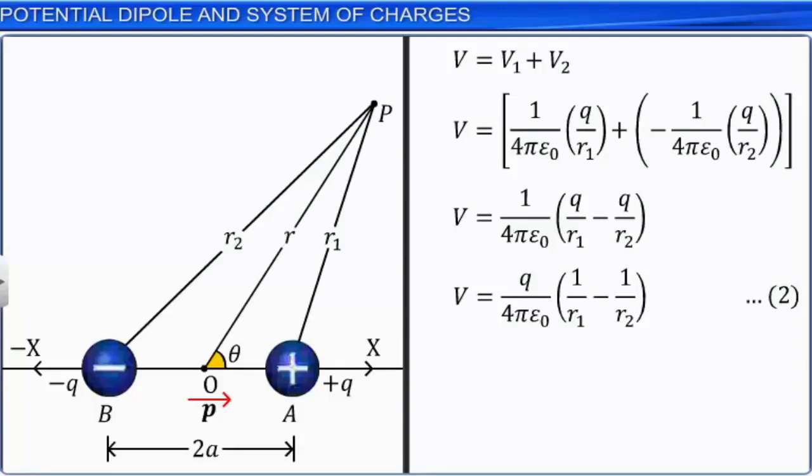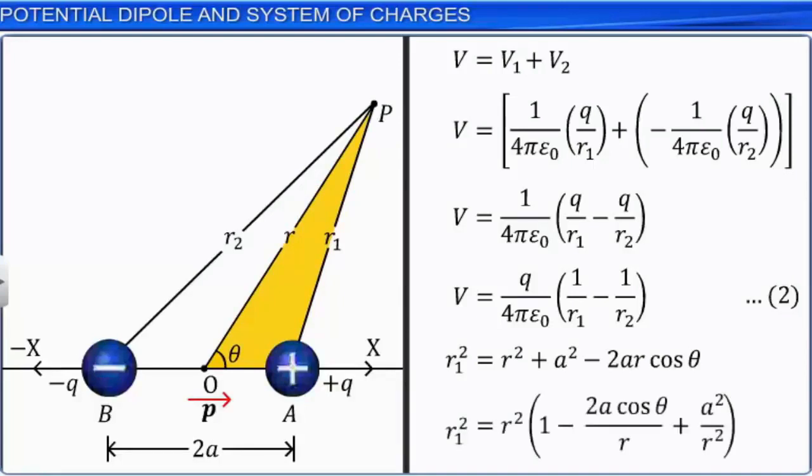From the geometry of the figure, using the cosine rule for the triangle PAO, we have R1 square is equal to R square plus A square minus 2AR cos theta. This can be written as R1 square is equal to R square into 1 minus 2A cos theta by R plus A square by R square. Let this be equation 3.